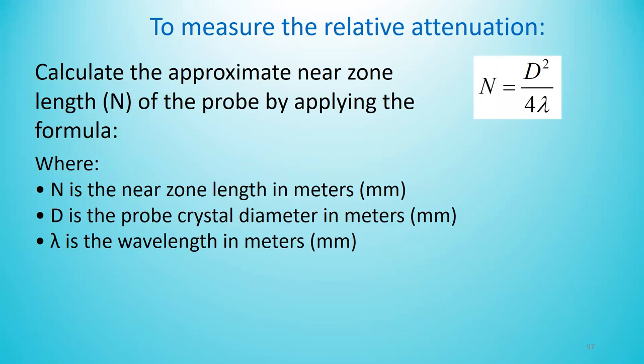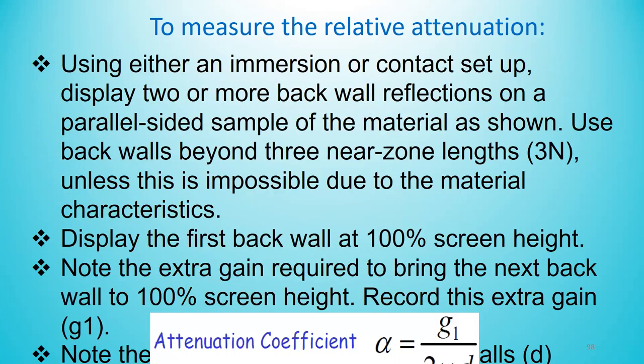So calculate the appropriate near zone length N of the probe by applying the formula N equals D squared by 4 lambda, or D squared F by 4 V, because lambda equals V by F. Using either an immersion or contact setup, display two or more backwall reflections on a parallel-sided sample of the material as shown. Use backwalls beyond 3 near zone lengths, unless this is impossible due to the material characteristics. Display the first backwall at 100% screen height, note the extra gain required to bring the next backwall to 100% screen height, and record this extra gain.